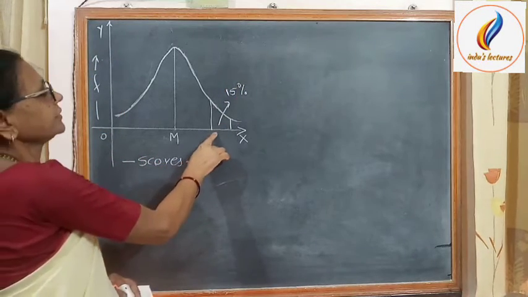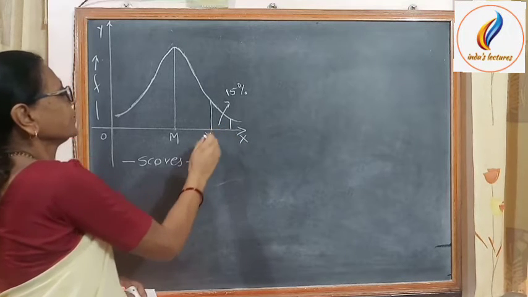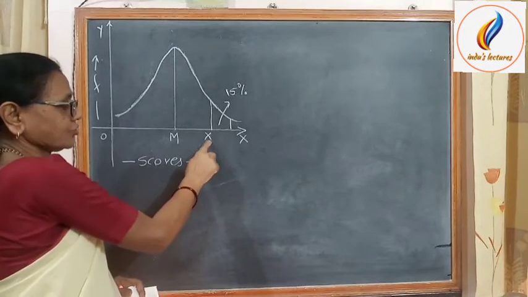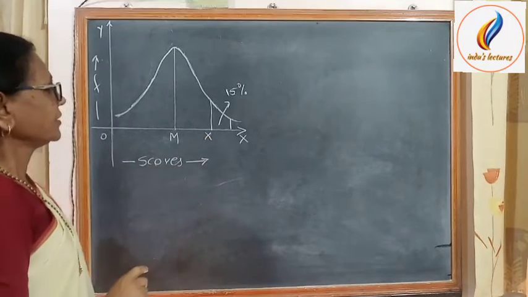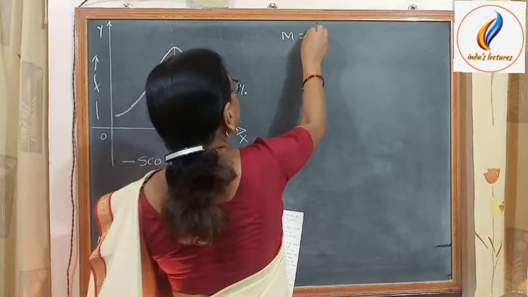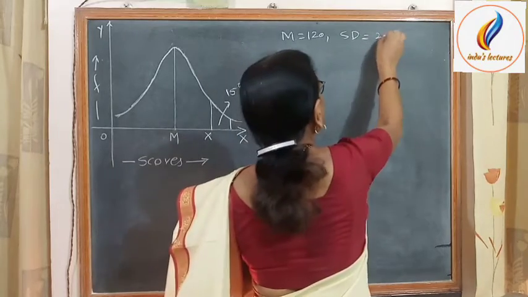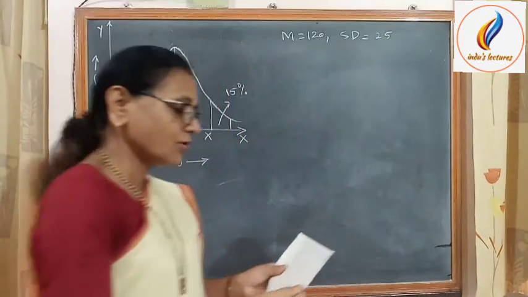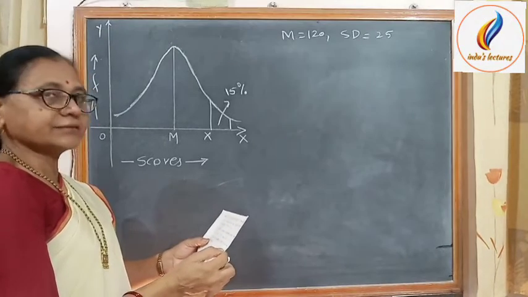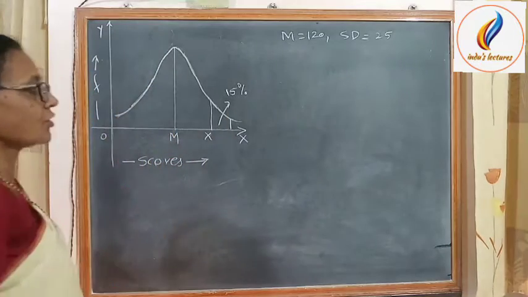We assume the lower limit of this area as x. Here we have to find out the value of x, or the score x. Now what is given? Mean is equal to 120, standard deviation is equal to 25, and we have to find the score limit of the highest 15% in the distribution. The distribution is normal.